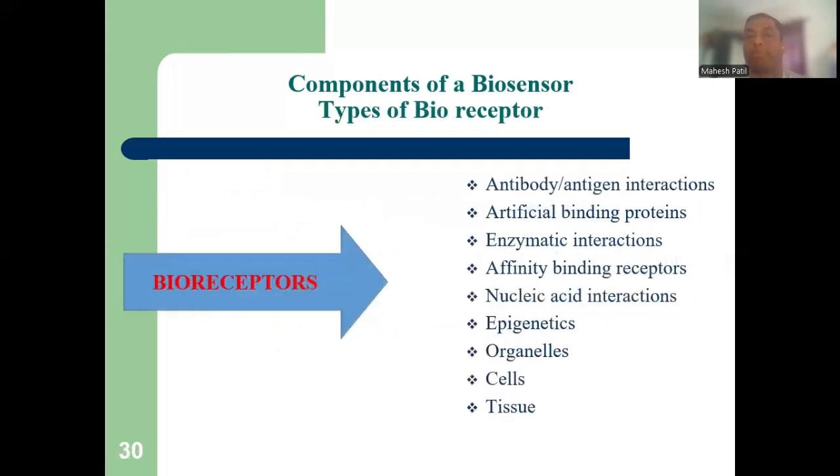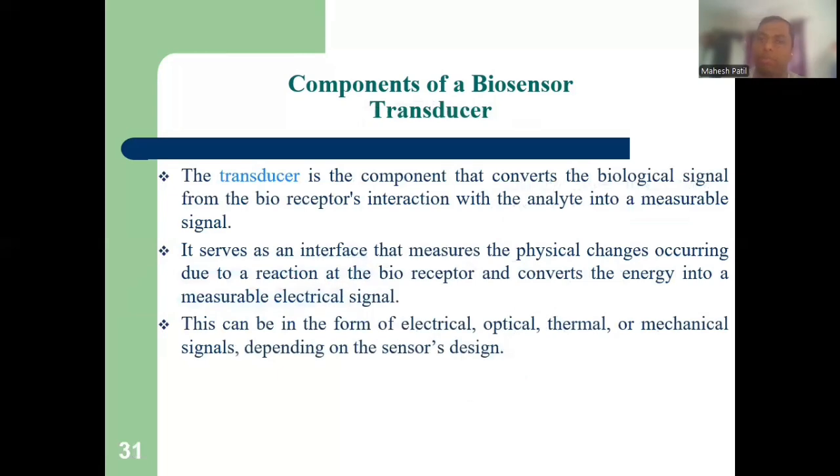So what are the different types of bioreceptors? We have already seen a few. These are types of bioreceptors: antigen-antibody interactions, artificial binding proteins, enzymatic interactions, affinity binding receptors, nucleic acid interactions, epigenetics, cells, and tissue level. So these are different types of bioreceptors which might be used.